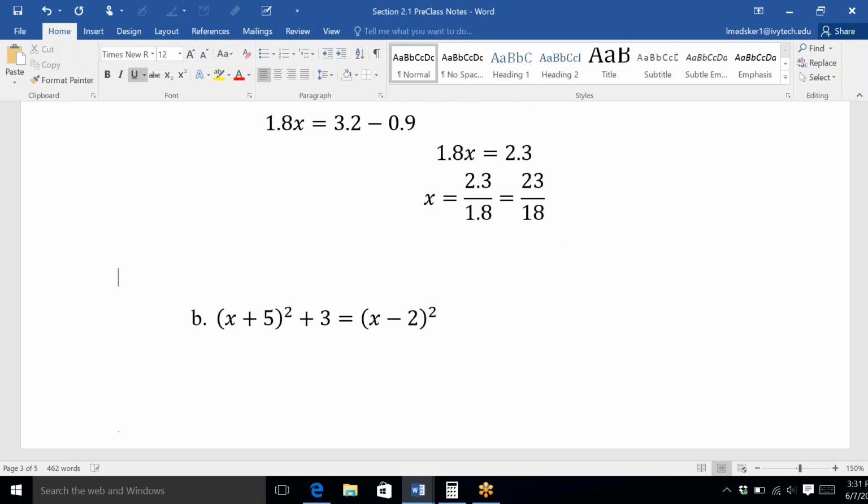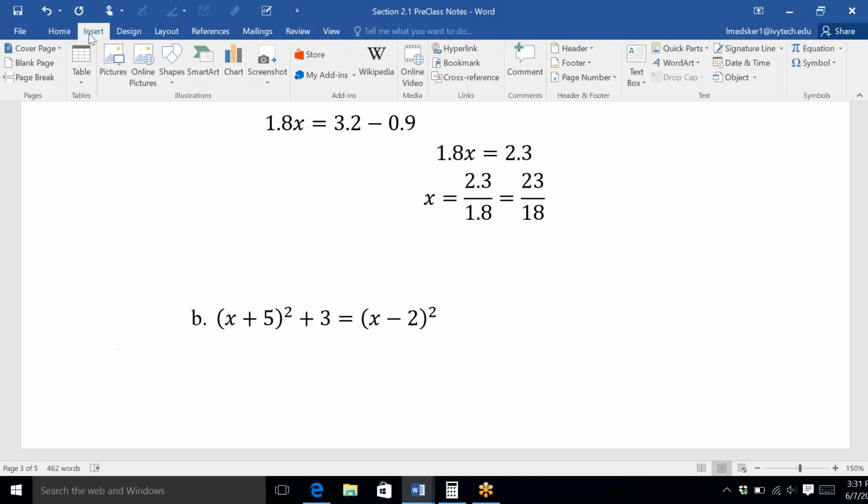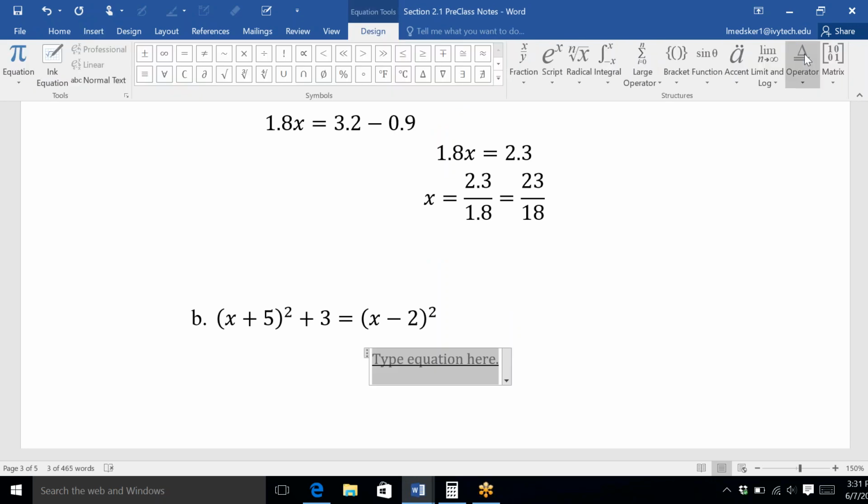Now, if we wanted, we could check that. I'm not going to, but we could check that to make sure it works by plugging it in for x and making sure the left side equals the right side. I might check on this next one, but I didn't want to do it on that one. And you don't have to check on your work for the test, but it never hurts to check.